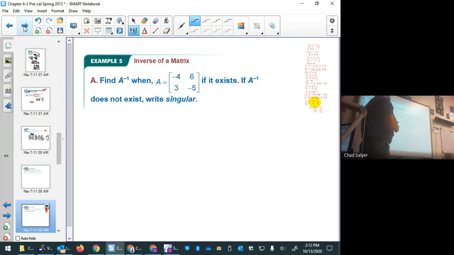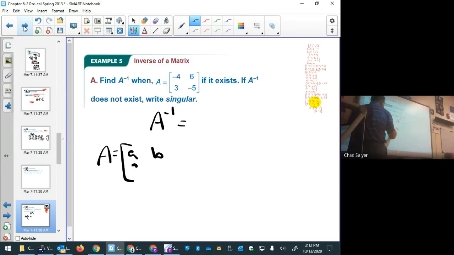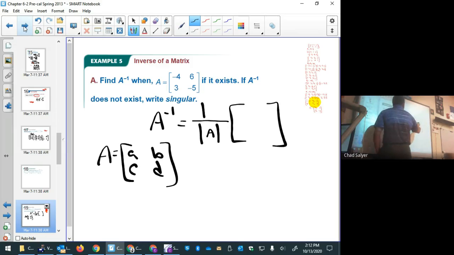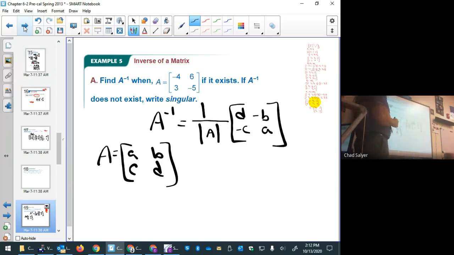To find the inverse, you could of course use a calculator, but instead I would need a formula. So the formula is: A inverse. If I let A equal A, B, C, D, so its elements are like so, then I have 1 over the determinant of A times this scrambled up matrix, like so. So that's the formula for finding the inverse. And it also has to be the case that the determinant must be non-zero.